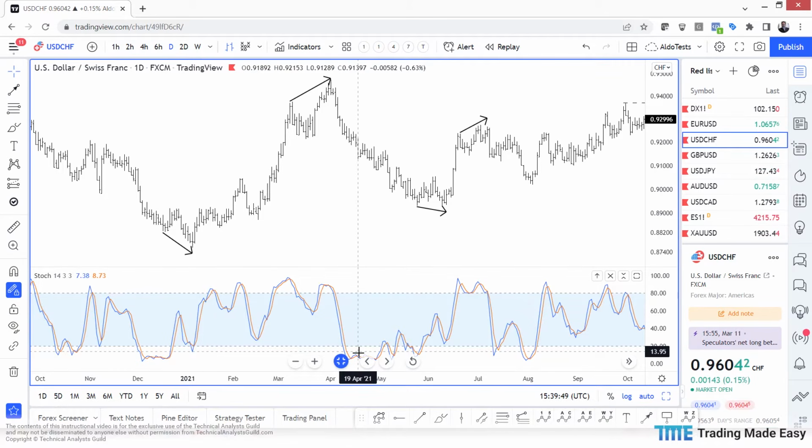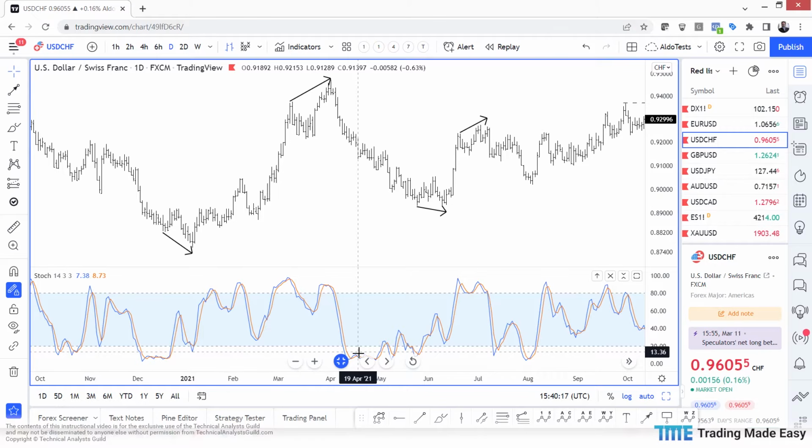Let's take a look at the stochastic. Notice that it is formed by two lines. Those two lines are called %K and %D. Those names are not really important, but it's interesting for you to know their names. Both these lines oscillate from one extreme to the other. That's why they are called oscillators. It goes up and it goes down.